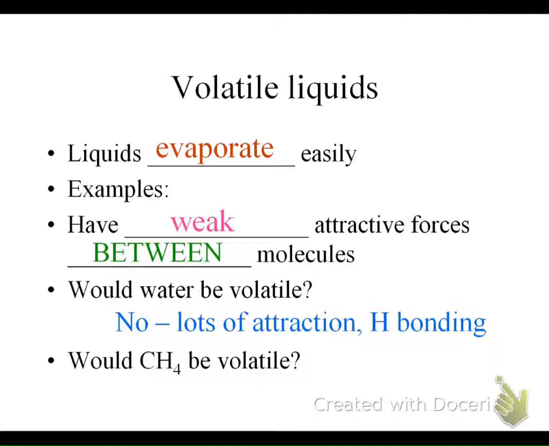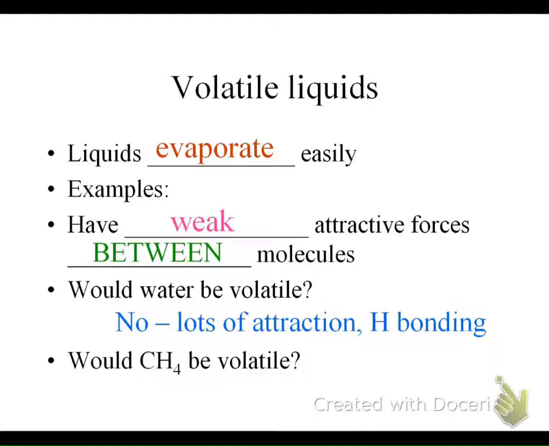So we know that it takes 4.184 joules to raise 1 gram of water 1 degree Celsius. That's a lot of energy. So that means that water molecules do not enter the gas phase very easily. So the vapor pressure of water would be very low. So if it's got a high boiling point, it means that it's got a low vapor pressure.